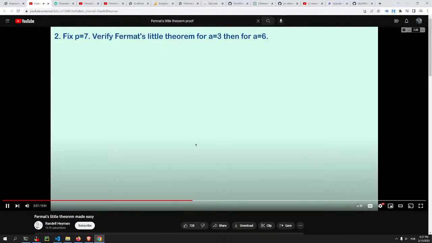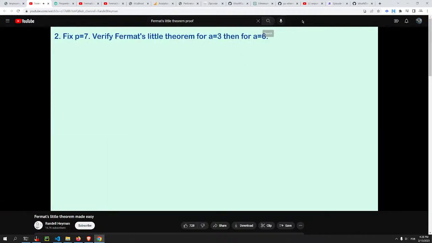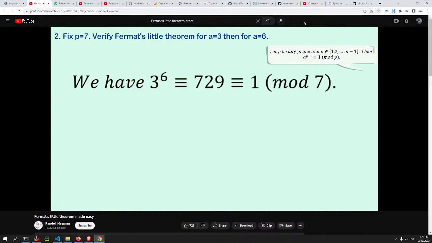It says fix p equals 7, so our prime is 7, and verify Fermat's little theorem for a equals 3 and then for a equals 6. So here's the middle definition of the theorem that I had from the previous slide. So it's just a question of putting in these numbers. So we have a equals 3 to start with. So we'll have 3 to the p minus 1, and p minus 1 is 6. So 3 to the 6 is congruent to 729, and that's congruent to 1 mod 7. In other words, the remainder when we divide 729 by 7 is 1.